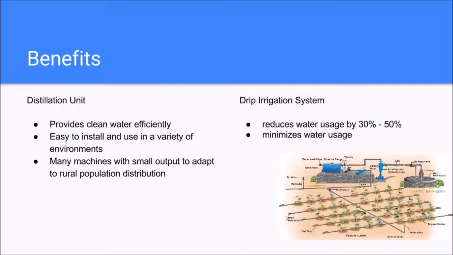For both of the systems that will be implemented, there are benefits. The distillation unit provides clean water efficiently, it's easy to install, and can be used in a variety of environments. And the distillation units have relatively small outputs and will be able to adapt to the rural population distribution. The drip irrigation system reduces water usage by 30 to 50% due to its ability to send water directly to the roots of the plants.